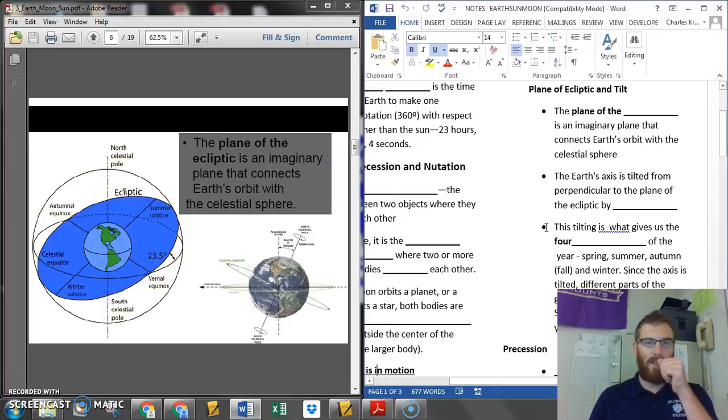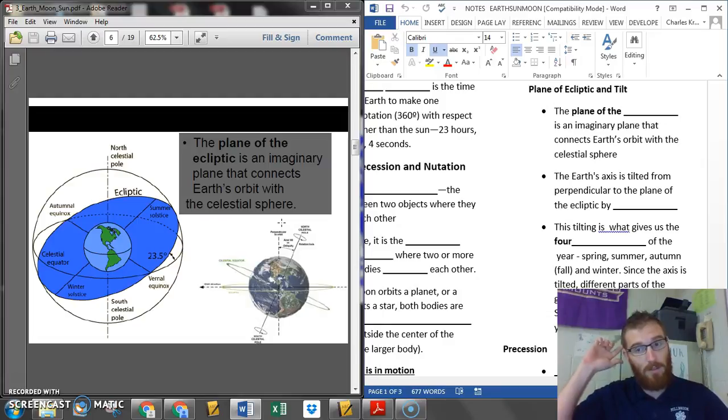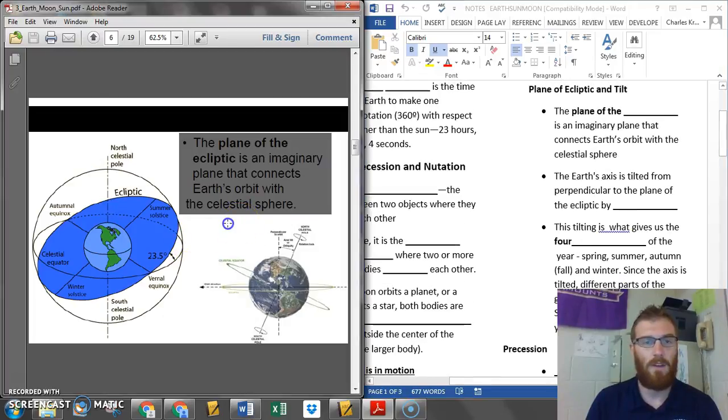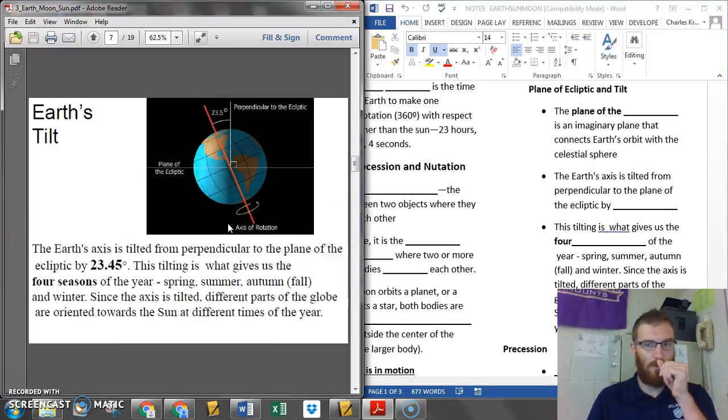All right. So the plane of the ecliptic is an imaginary plane that connects Earth's orbit with the celestial sphere. An ecliptic is just an oval. Ecliptic is short for ellipse, which is just the oval shape that you'll learn about in math class. Also, Earth is tilted at an angle of 23.5 degrees, somewhere around there. And this is what allows us to have 4 seasons, due to the different amounts of light that each part receives and is pointed towards the sun at different times of the year.